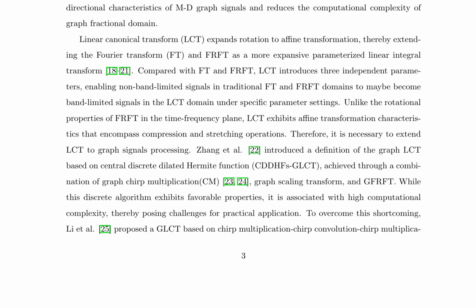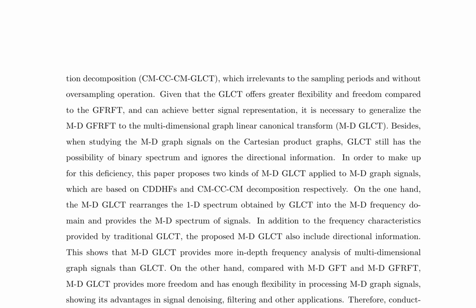Furthermore, the linear canonical transform, LCT, has been extended to graph signal processing, offering greater flexibility and freedom compared to GFRFT. The graph LCT, GLCT, can achieve better signal representation and has been defined based on central discrete dilated Hermite function, CDDHFs-GLCT, and chirp multiplication-chirp convolution-chirp multiplication decomposition, CM-CC-CM-GLCT. While these discrete algorithms exhibit favorable properties, they are associated with high computational complexity, posing challenges for practical application.